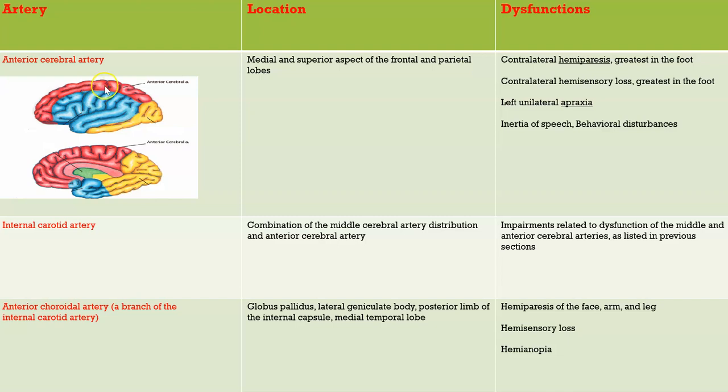So just remember, if there's an ACA stroke, it affects mostly your lower extremities, your legs, your foot. Now, left unilateral apraxia, and inertia of speech, behavior disturbance. Anything with the frontal lobe can cause behavior disturbance and abulia because the ACA is providing blood to the frontal lobe also.